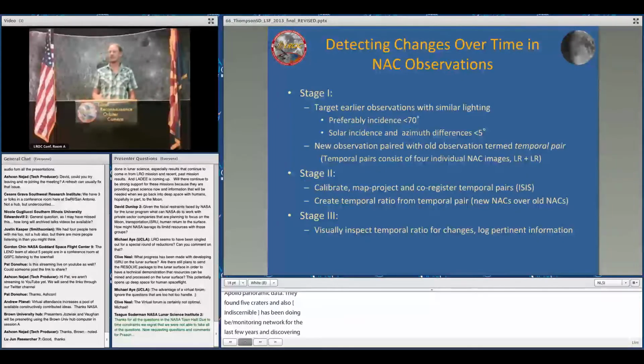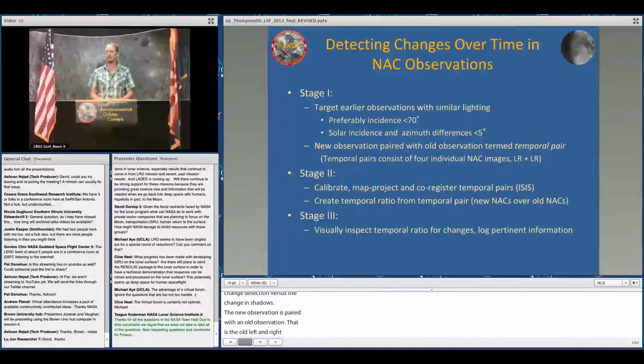Went 2 slides. All right, detecting changes over time. We set out to look at NAC data with older, previously acquired NAC data, and we would target observations with similar lighting conditions on that day's planned flyover. And then we found that looking at images with incidence greater than 70 degrees became very difficult to identify any change detection versus the changing shadows of the scene. The new observations paired with an old observation are termed a temporal pair. That's the old left and right matched with a new left and right overlapping the area.